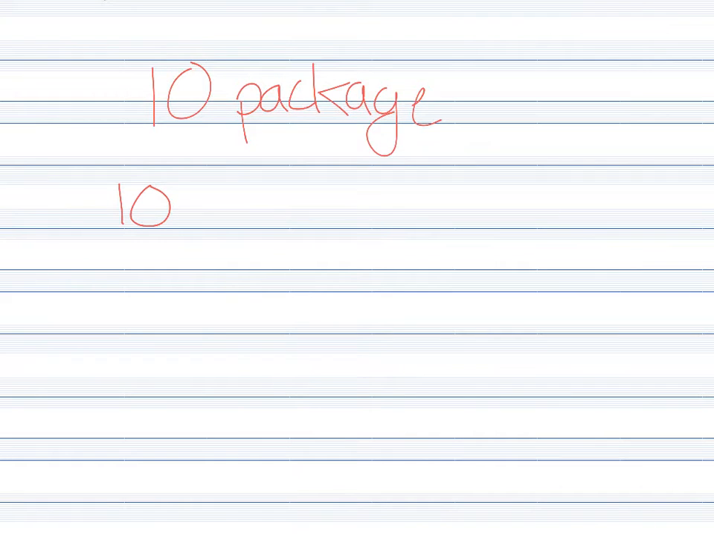There are 10 batteries in a package. How many batteries are in 10 packages? Well, there are 10 packages, and if each package holds 10 batteries, we could do 10 times 10. And we know that's the same thing as 10 to the power of 2, or you could just write 10 and then 2 zeros, which is going to be 100 batteries.